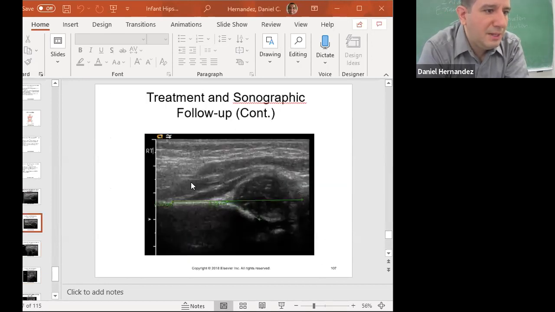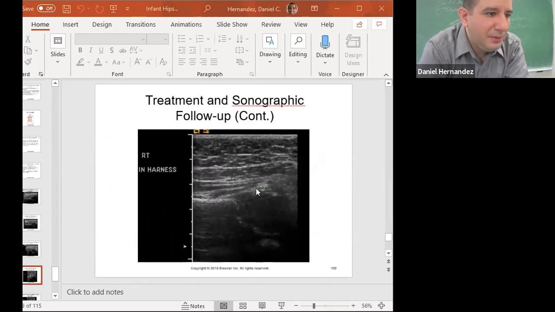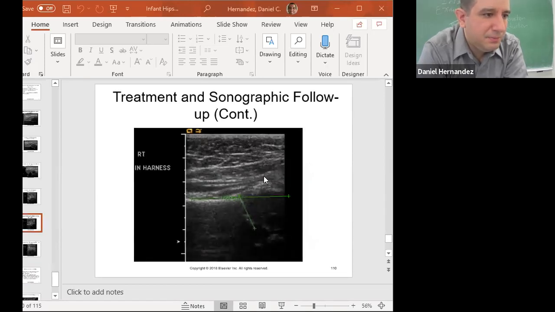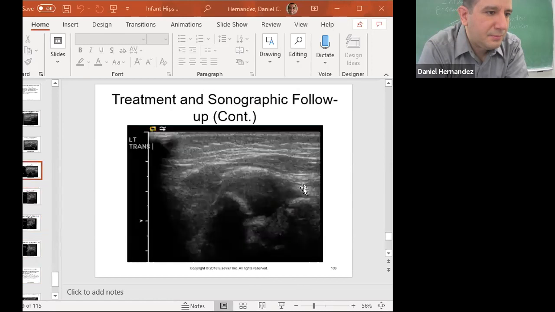So this could be an example of a baby that was diagnosed with hip dysplasia. You can see that the angle definitely looks like it's less than 60 degrees. And then when they're followed up in the harness, you can see that the angle now appears normal. If we draw our lines, this looks like definitely greater than 60 degrees. So what does that transverse one look like?